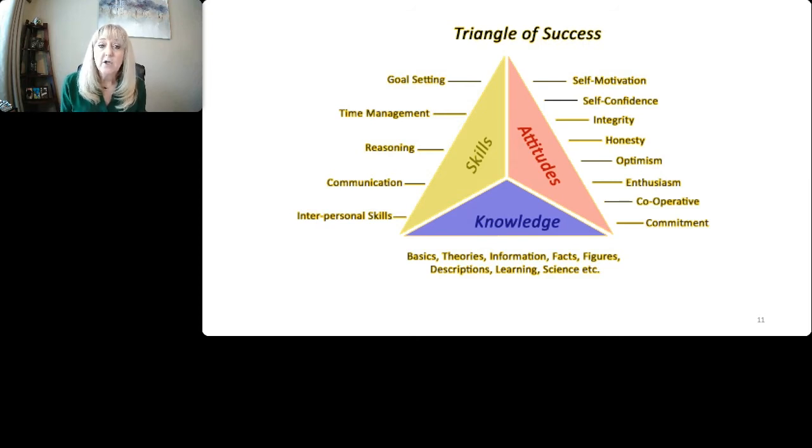Good reasoning, communication, and interpersonal skills. And when I say communication, it's a two-way. You really have to be able to actively listen, and we're going to discuss that a little bit later in the presentation. But the other component of the triangle of success is attitudes.